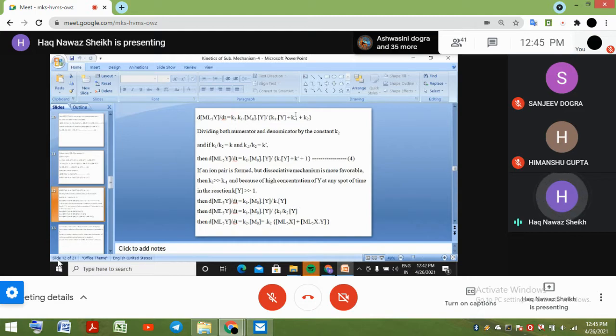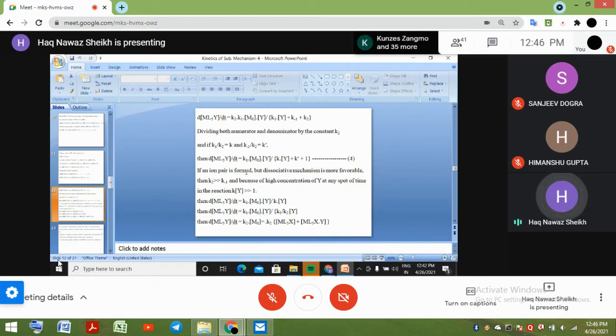I've written this again here, the same equation. So dividing both numerator and denominator by K2, the K2 in the numerator is gone. We're left with K1 M0 into Y. In the denominator, you have K1 by K2 here, K minus 1 by K2, and here 1 simply. So I've designated K1 by K2 as K, and K minus 1 by K2 as K dash. So the rate becomes K1 M0 Y divided by these constants into Y, another constant, plus 1.